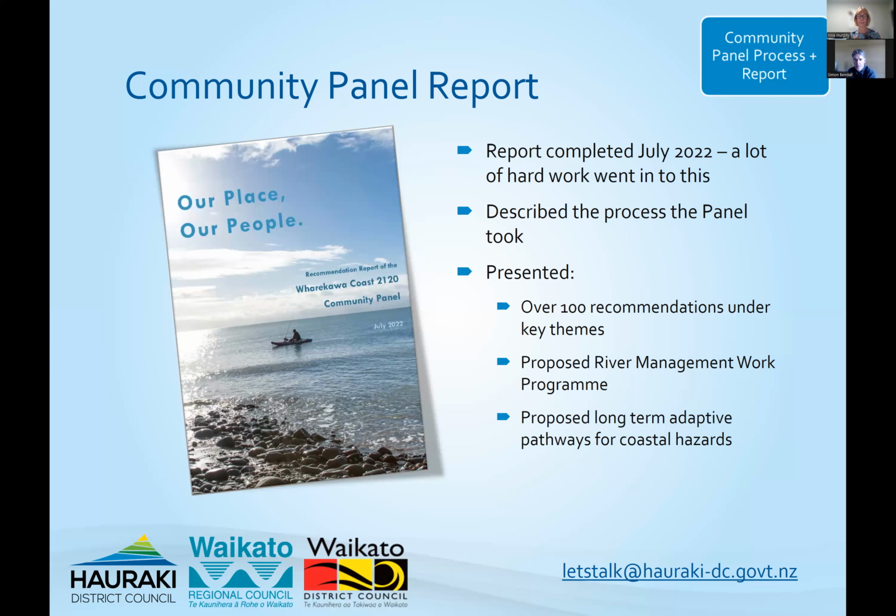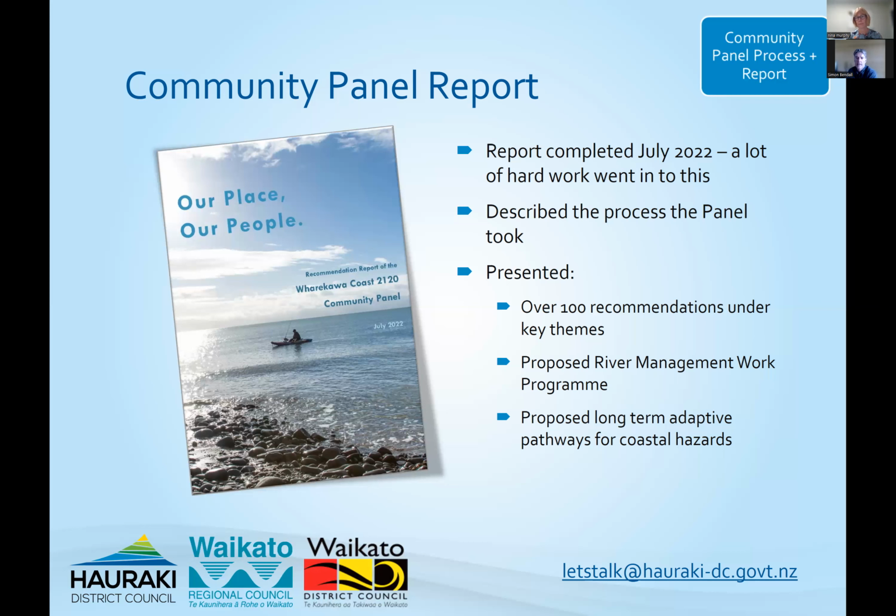And really the key outcome is that they have presented over 100 recommendations for the councils, spread across 5 key themes. In large part, those recommendations relate to actions that councils can take to respond to the risks from natural hazards, particularly river flooding, coastal erosion, and coastal inundation, but also actions that councils can take to move the community forward in terms of more positive growth and improvements to really enhance what people love about this coastline and perhaps work on some of the things they don't like so much.